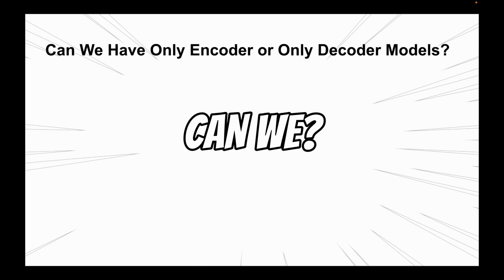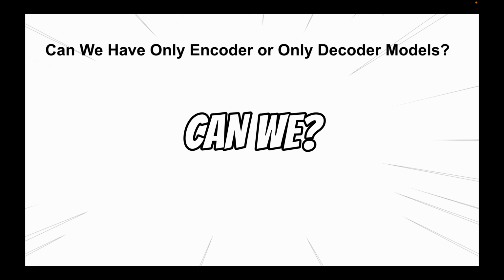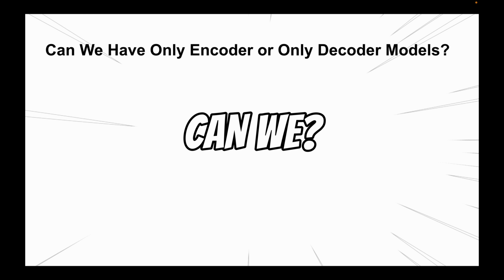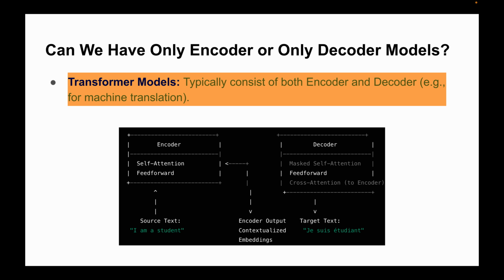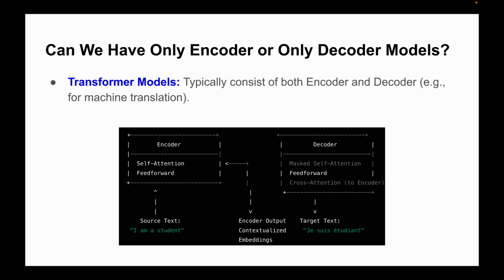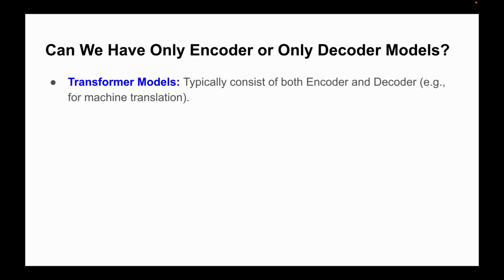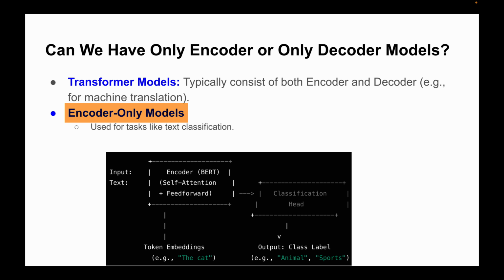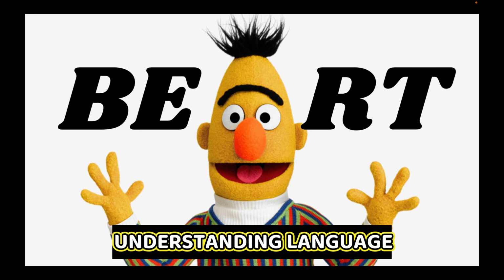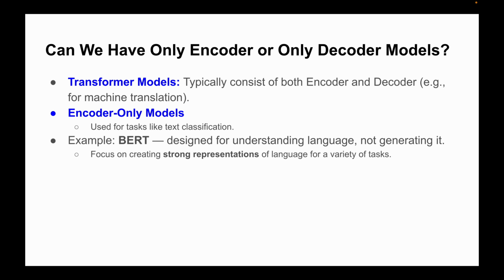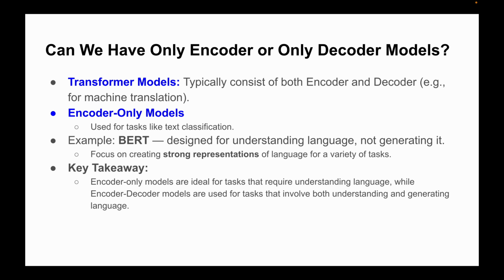Now, you might be wondering, can we have a model with just the encoder or just the decoder block? Now that is a great question. The original transformer architecture works best for tasks like machine translation, where both encoder and decoder blocks are needed. However, when it comes to tasks like text classification, we don't need the decoder part, we only need the encoder. This is where encoder-only models come into play. The classic example of an encoder model is BERT. BERT is all about understanding language, not generating it. It's designed to create amazing representations of language that can be used in a variety of tasks.